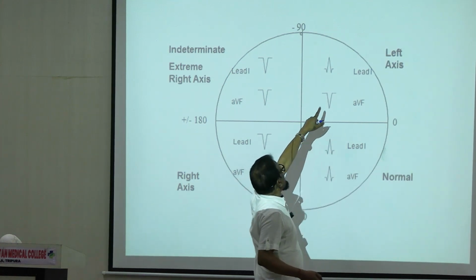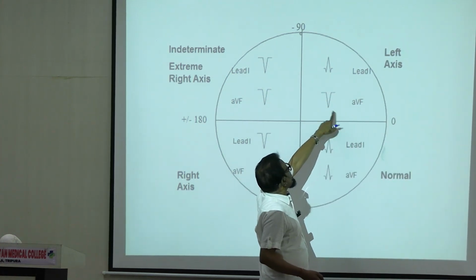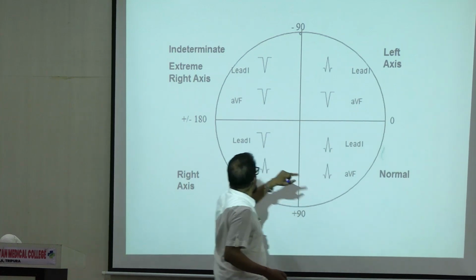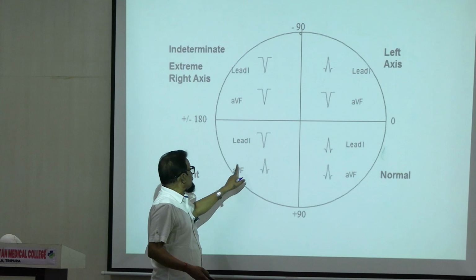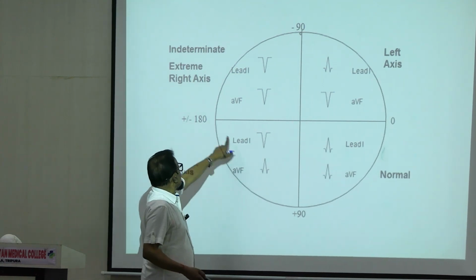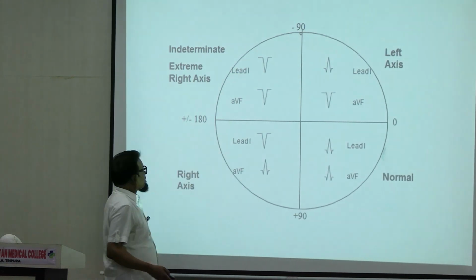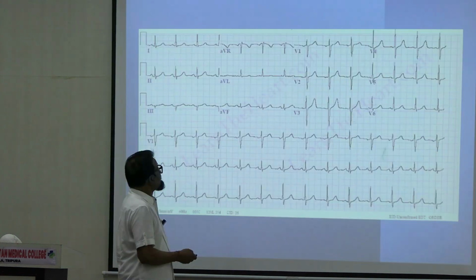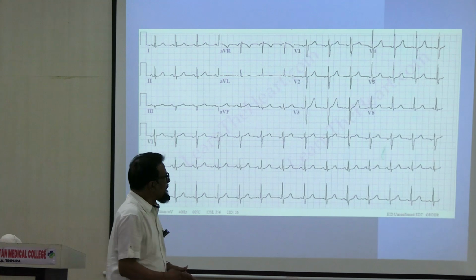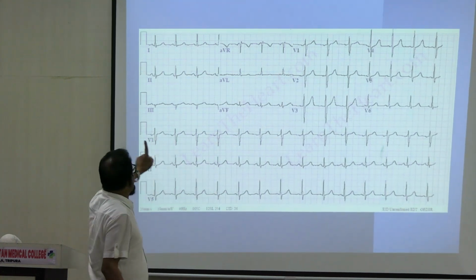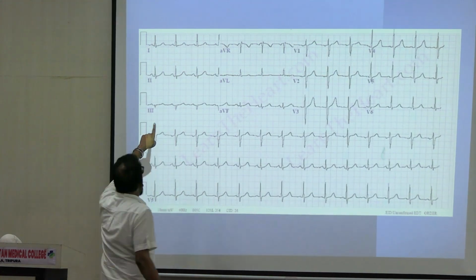And in case of here, lead 1 positive but aVF negative, so it is left axis. Here lead 1 negative but aVF positive, so it is right. It is what? A right axis deviation. Choose any two. So this is 1 and this is 3.